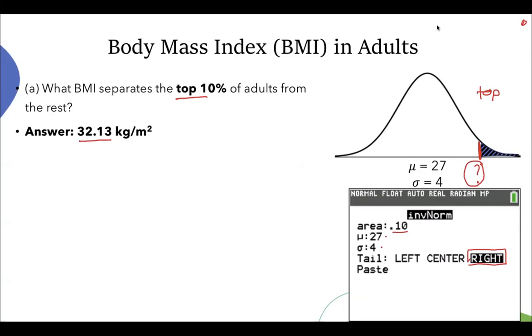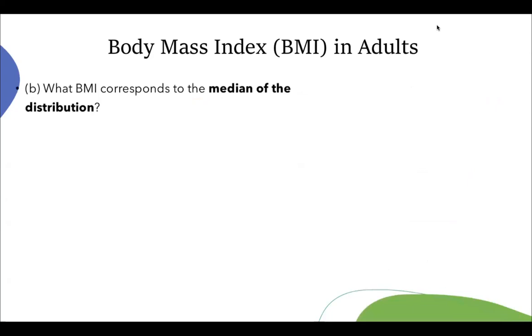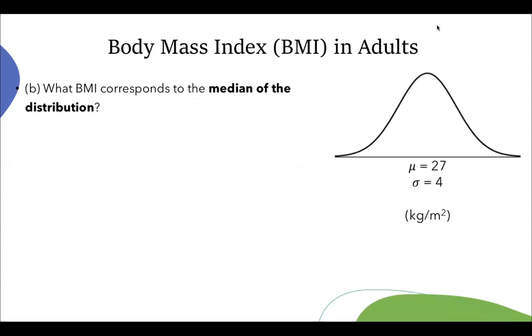Okay, let's take a look at the median. The median in a normal distribution is the same as the mean. So there's very little work to be done here. Since the mean and the median are the same value, the answer to the question is 27.